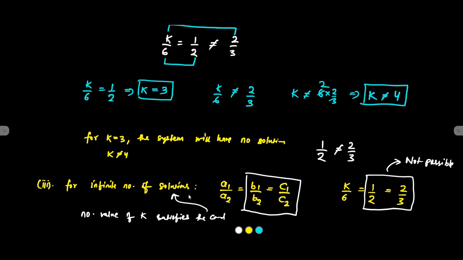So here there were three things which were asked in the question. We had a pair of linear equations in two variables. Then we had to find the values of k for unique solution, no solution, and infinite number of solutions. So treat each of them separately.